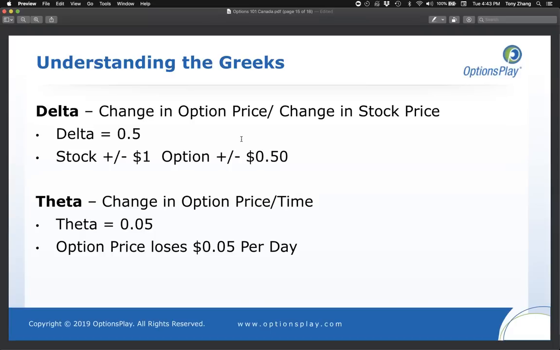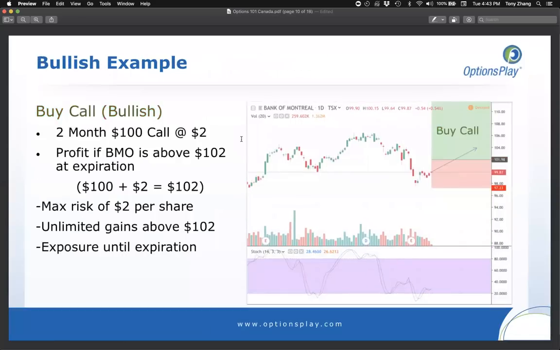But I really want to make sure people understand these two concepts and understand that they exist out there so that you can utilize them in your trading down the line. But right now, this is just for you to understand from a conceptual perspective. So when you buy that call option, let me just go back to this example here, where we buy a 2-month $100 call for $2, and let's say I have a bullish view on BMO. Let's say I think the stock's going to go up to 105.